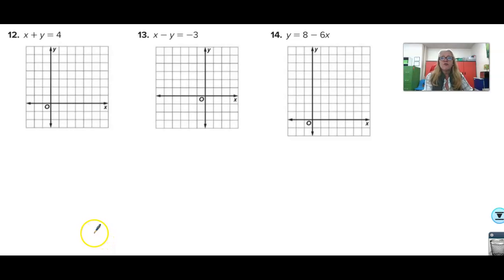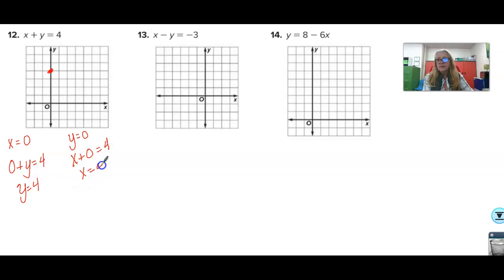Okay, so these are also find the graph using the intercepts. So we'll do x equals 0. So we have 0 plus y equals 4. All right, so y equals 4. That's pretty easy. 1, 2, 3, 4. And when y equals 0, we have x plus 0 equals 4. Well, this is too easy. x is 4. 1, 2, 3, 4. Draw your best line. There you have it.